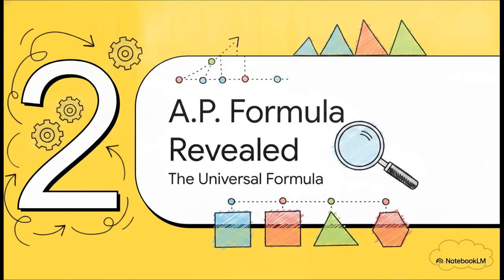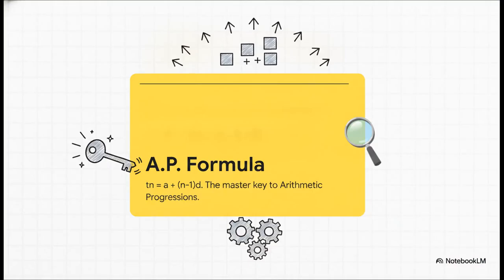Section 2. The AP formula revealed. You know, mathematicians really don't like doing tedious work if they can avoid it through logic. So let's see if we can establish a universal rule for this pattern. By observing the pattern of adding that common difference repeatedly, mathematicians derive this highly elegant shortcut. The formula is T sub n equals A plus (n minus 1) multiplied by D. This simple equation is literally the master key to unlocking arithmetic progressions.